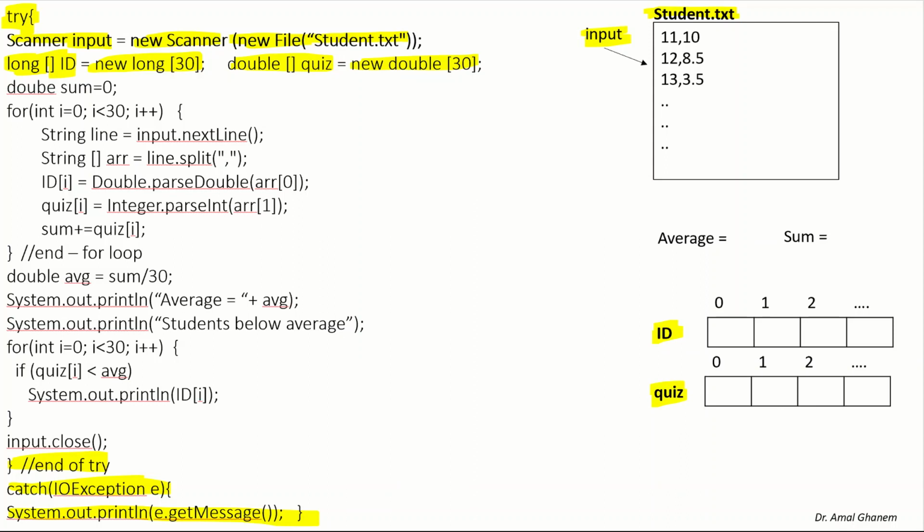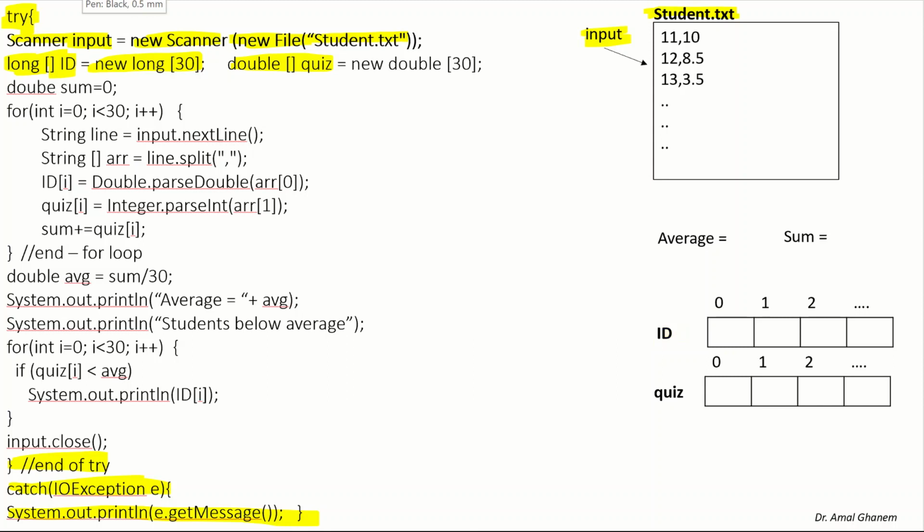So here, if I say, for example, in location 0 I have student 11, and in location 0 of quiz I have 3.5, it means student 11 got 3.5. If we go to location 1, and I have student 12, and for example the quiz is 8.5, it means student 12 got 8.5 in the quiz. So this is the meaning of two arrays, one for ID and one for quiz.